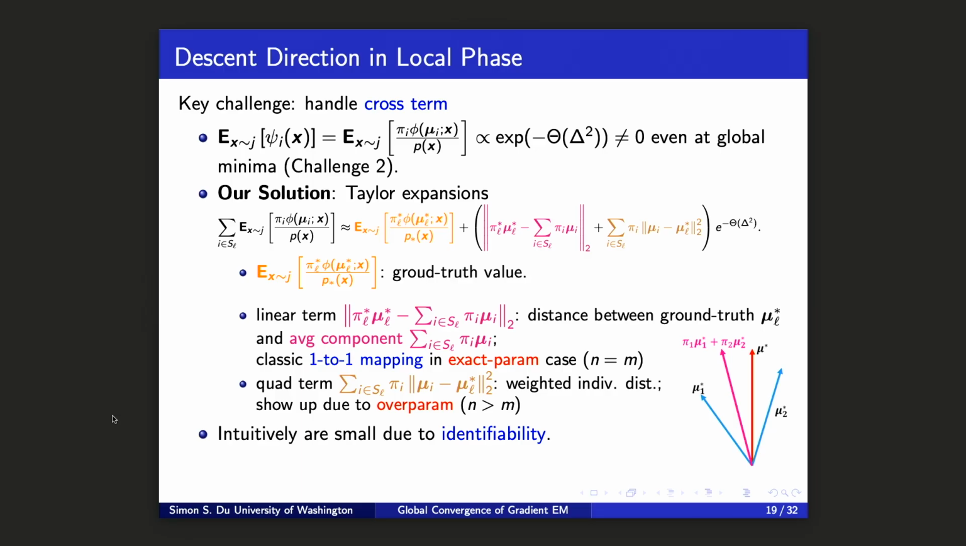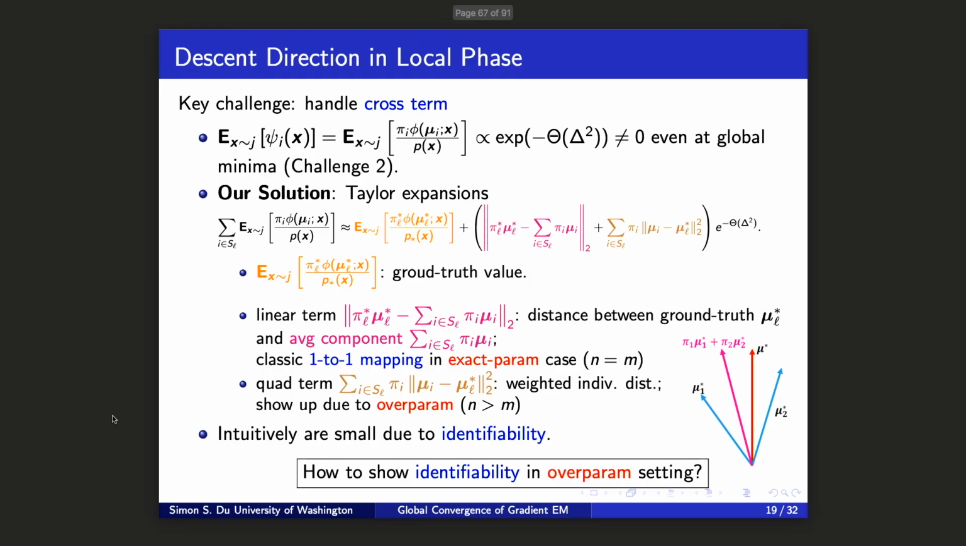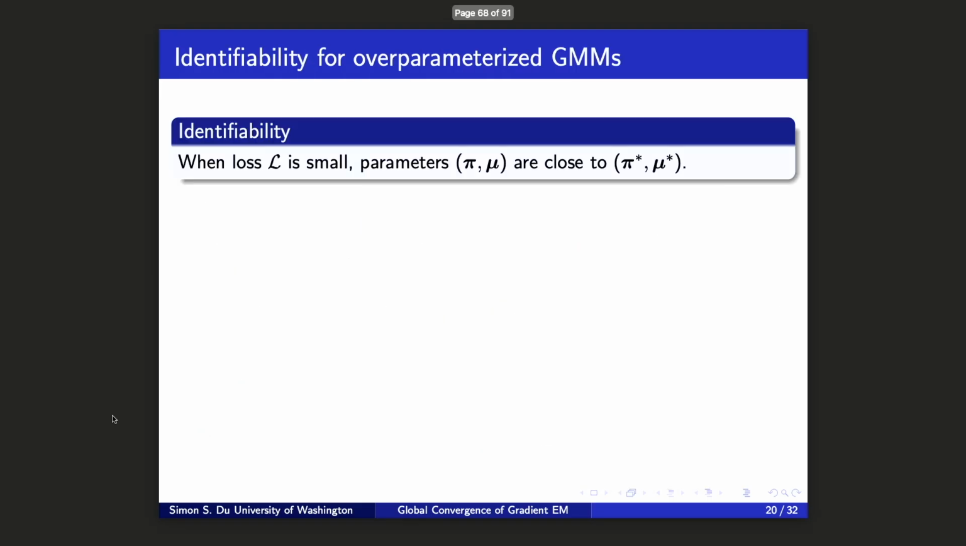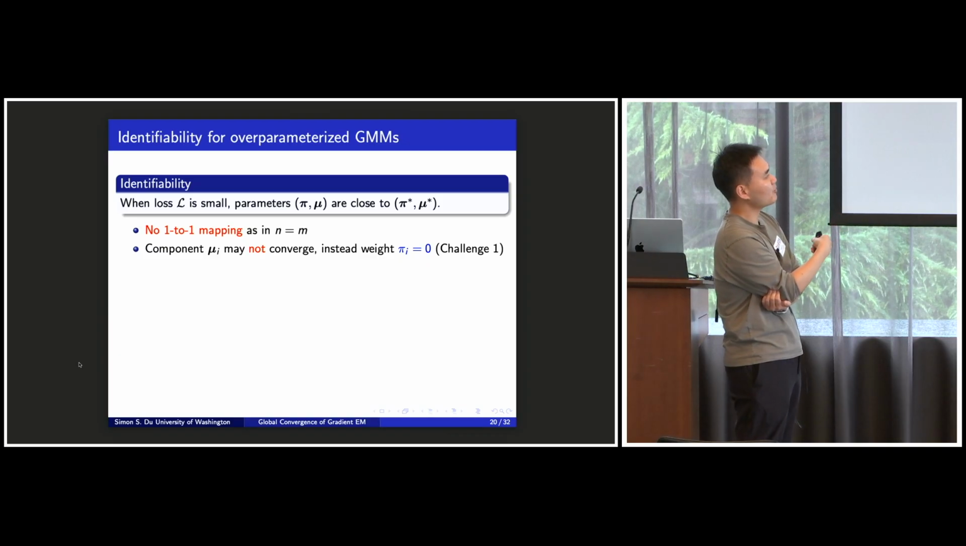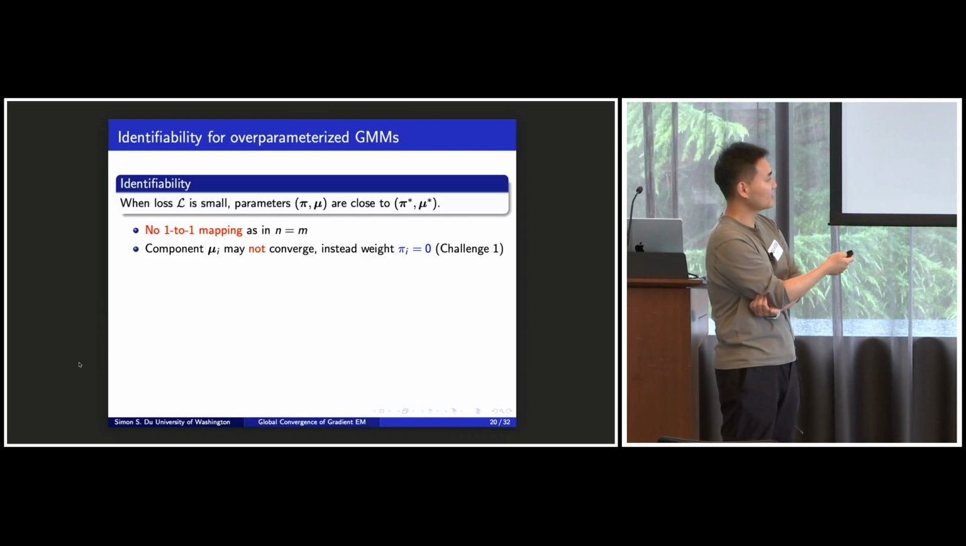I want to show these are small, and this is the identifiability condition: either pi goes to 0 or mu i converges to one of the mu L star. This is what we call identifiability. To establish this, we basically want to show that when the loss goes to 0, then pi and mu converge to pi star and mu star, in the sense that either pi i converges to 0 or mu i converges to one of the mu star.